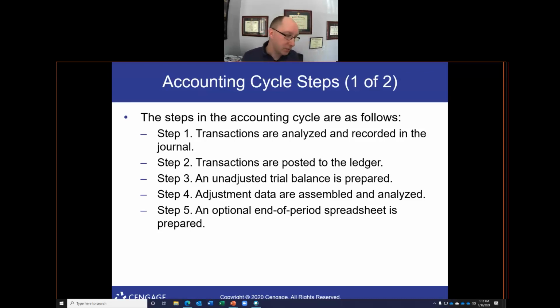That's recording the transaction. After it's recorded, it gets posted to the ledger. Step three, the unadjusted trial balance is prepared. We talked about that in the last chapter. The unadjusted trial balance shows us where adjusting entries need to be made. Step four, we make our adjusting entries.